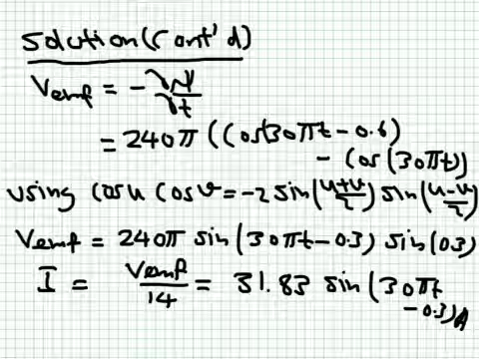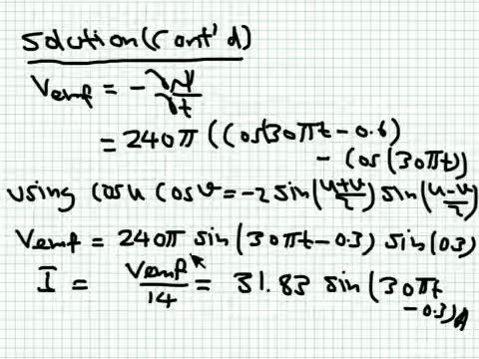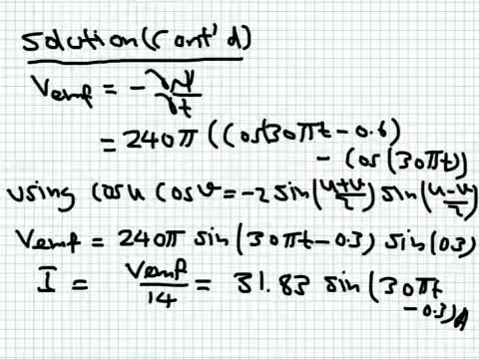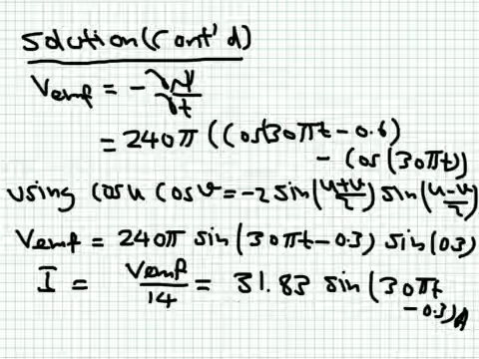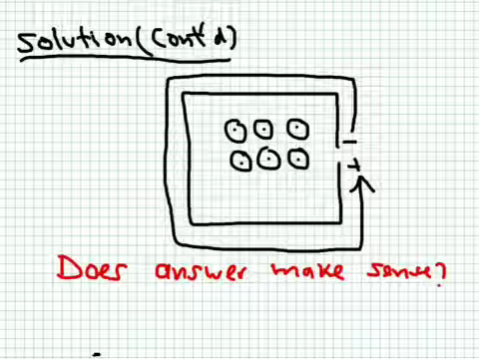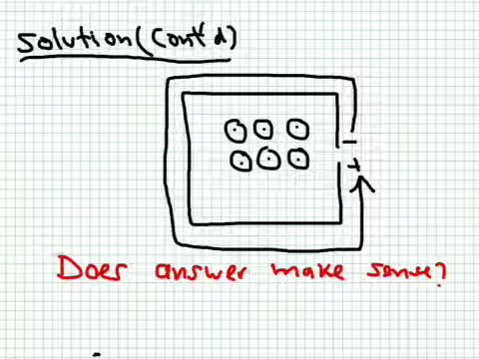In order to get the current, you divide the electromotive force by the resistance 14, and you see that the current going through has a sine dependence. So does my answer make sense or not? Let's see.